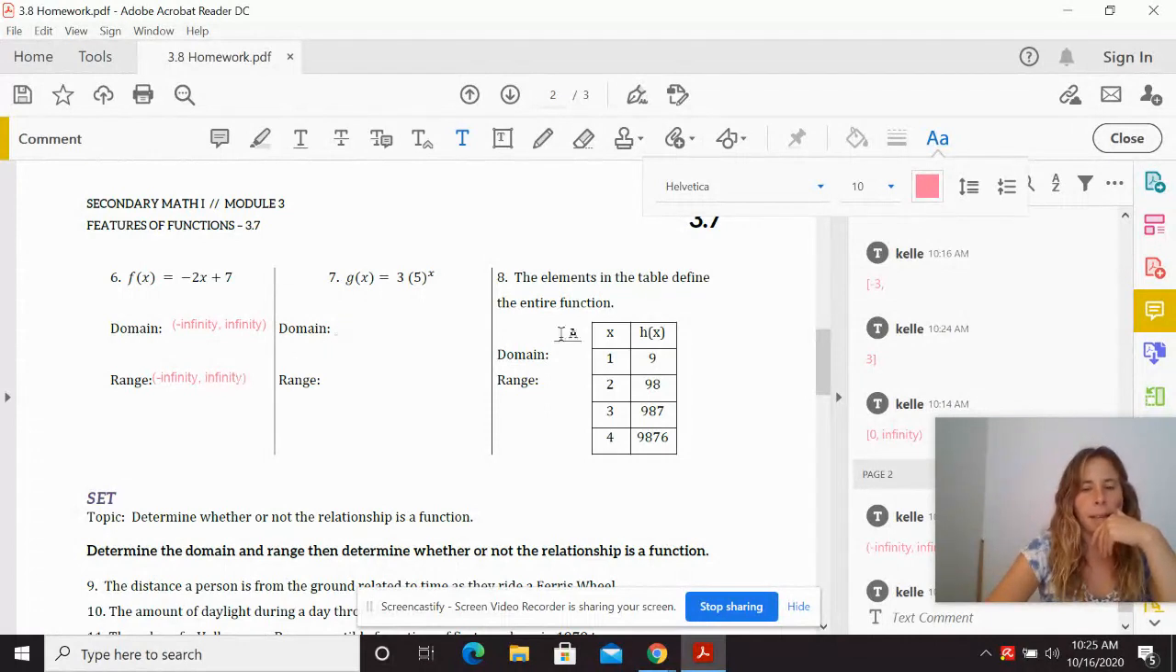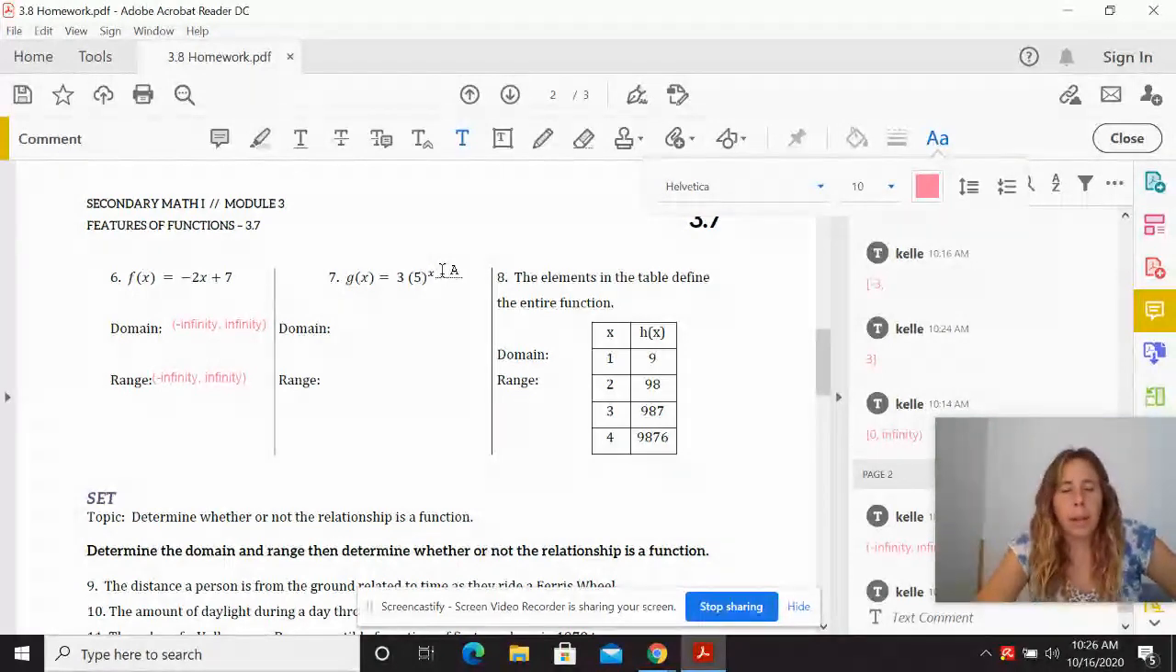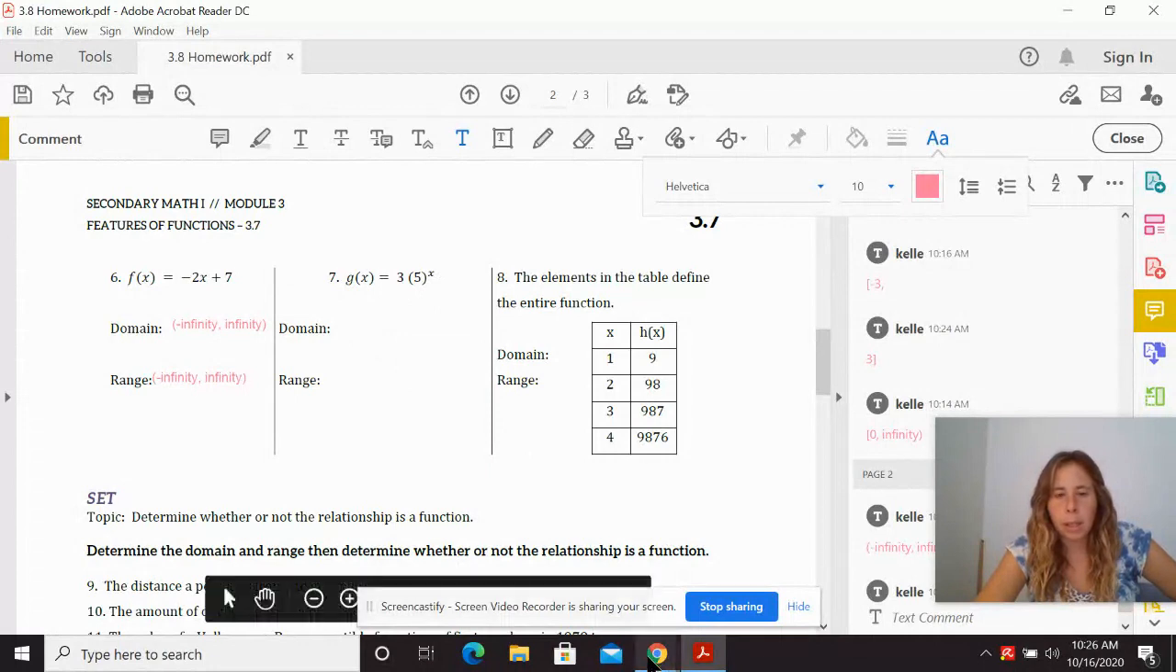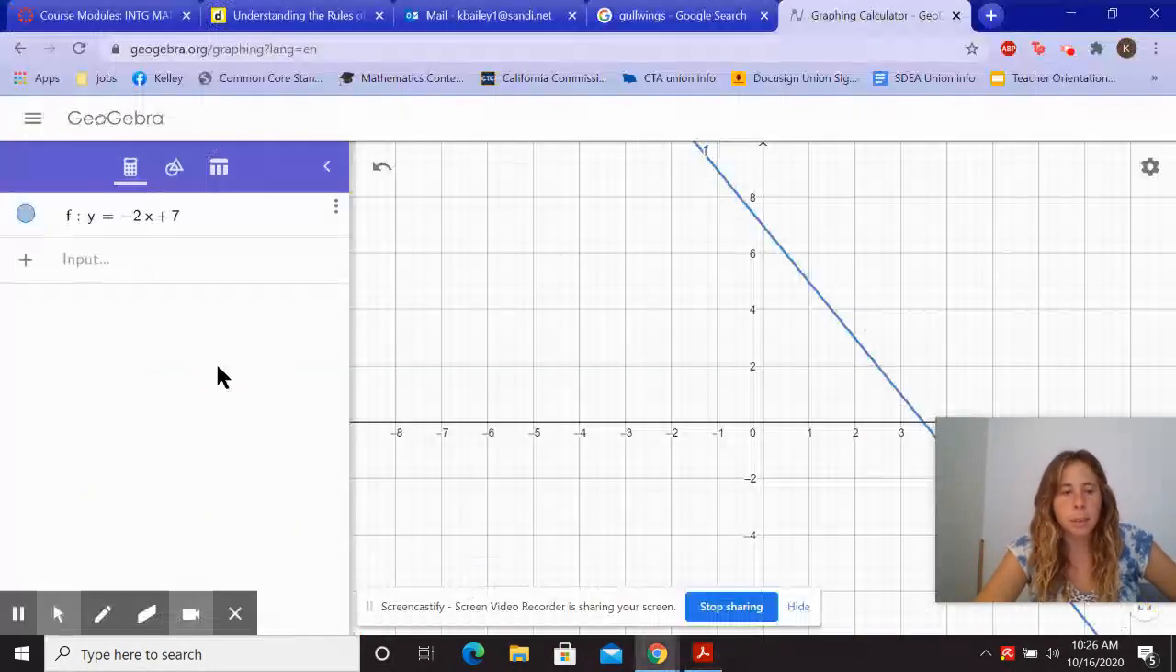Domain and range of this guy. Okay. This is a linear equation. This is an exponential equation. How do you know that? Because the x is an exponent, so it's going to be exponential. Okay. So let's look at this. 3 times 5 to the x. Let's see if it lets me do this.